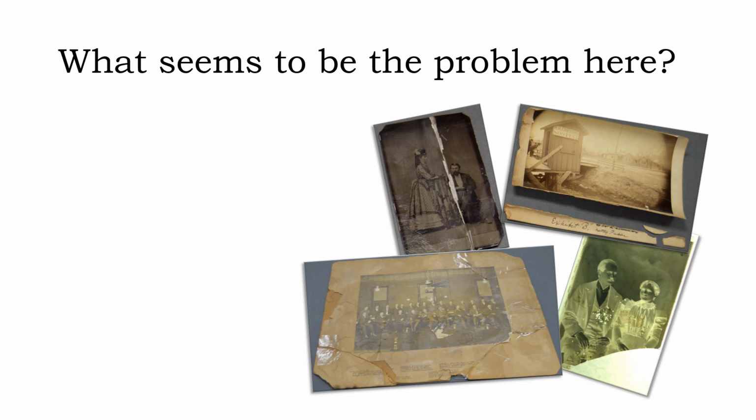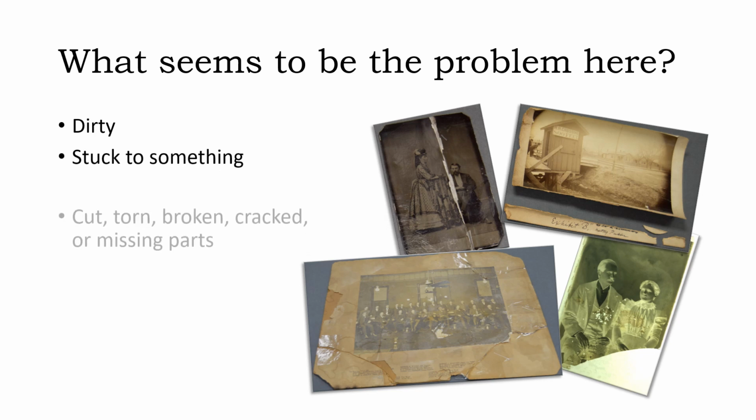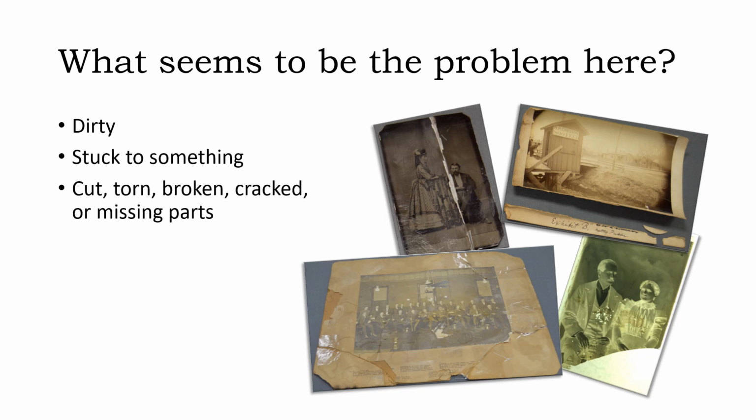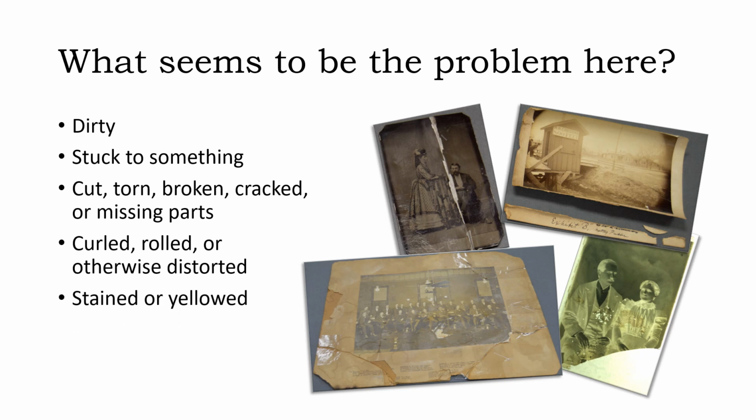Remedial conservation of photographic materials can address many common problems. You may be looking at things that are dirty, stuck to something, cut, torn, broken, cracked, or missing parts, curled, rolled, or otherwise distorted, stained or yellowed, or that have reflective or iridescent areas. We're going to talk about treatment options for all of these issues. Most of these options are not things we recommend trying at home. You'll need to seek help from a professional conservator.